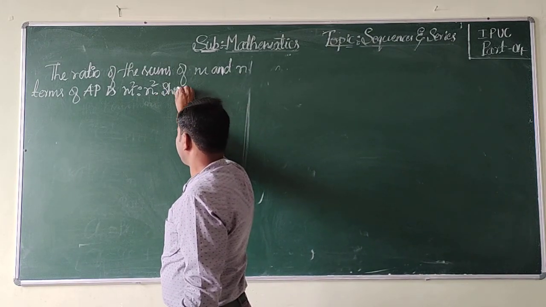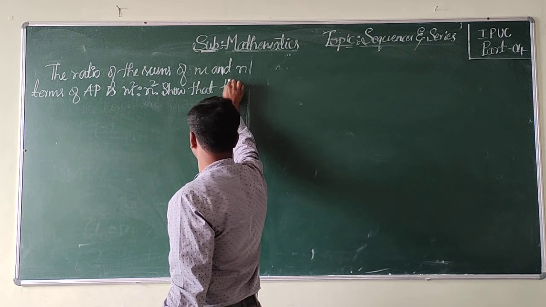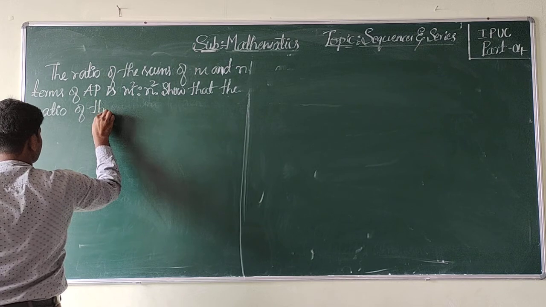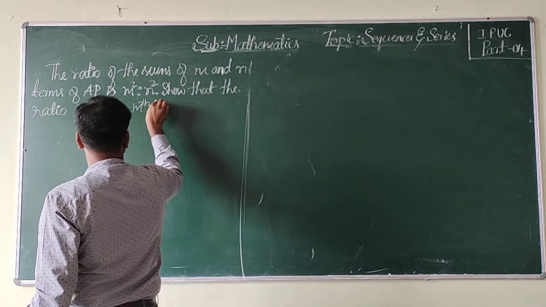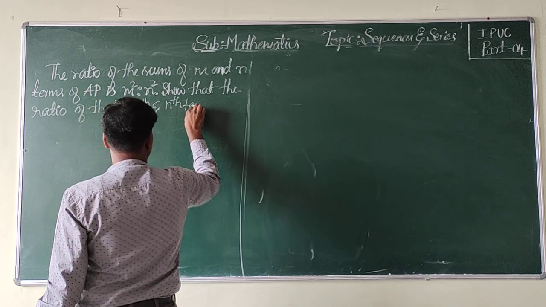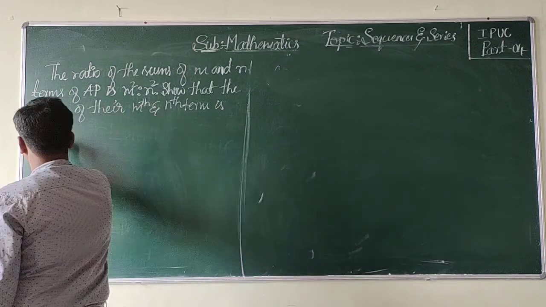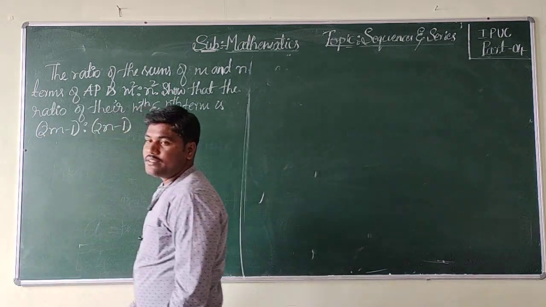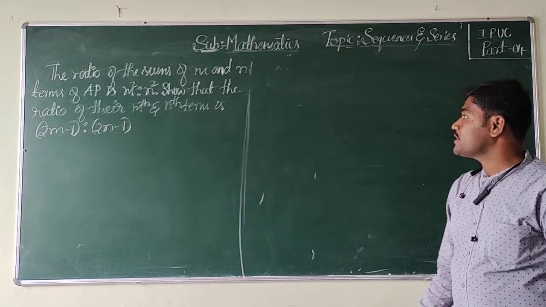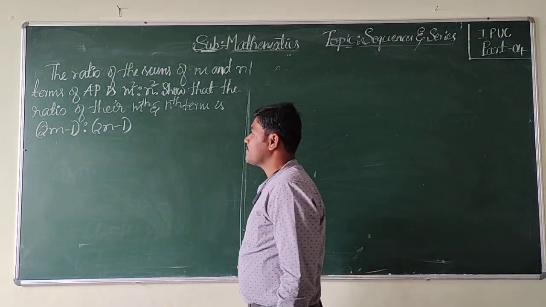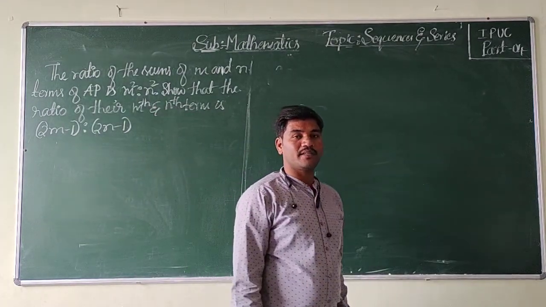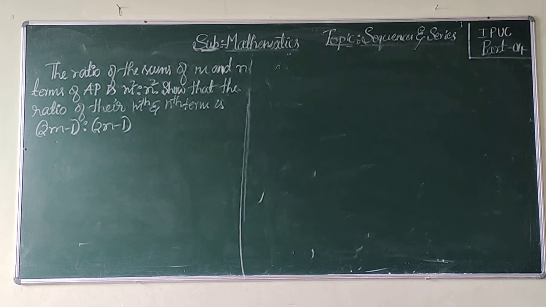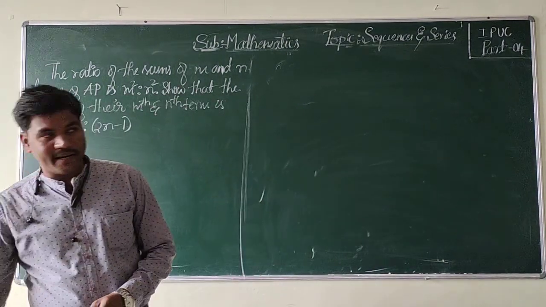The ratio of the sums of m and n terms of an AP is m² is to n². Show that the ratio of the mth and nth terms is 2m − 1 is to 2n − 1. It is given the ratio of the sums of m and n terms.